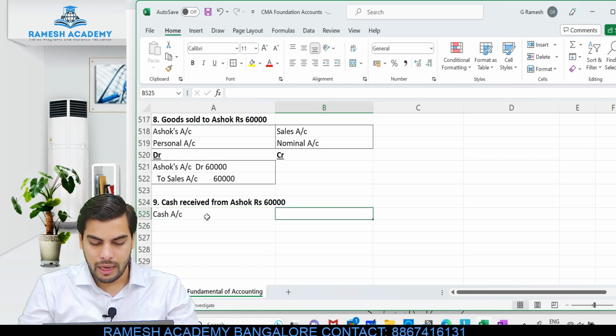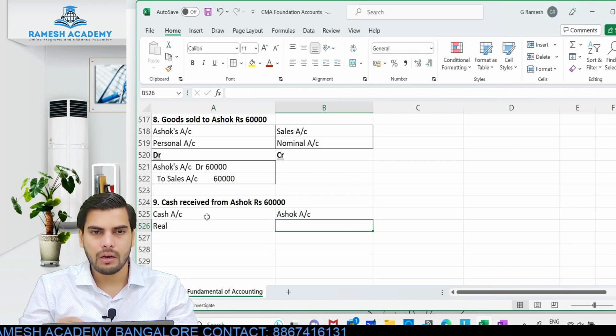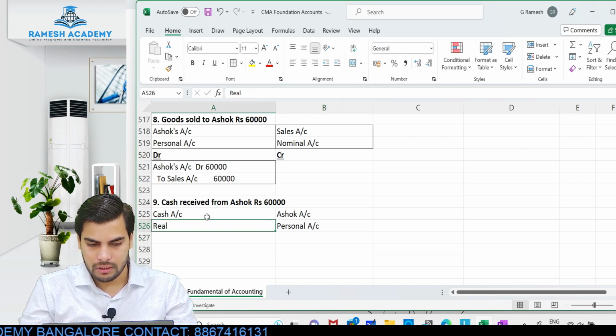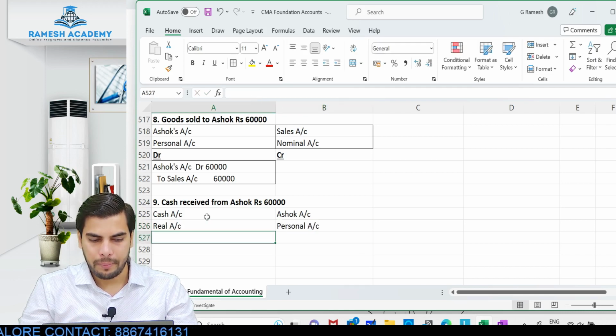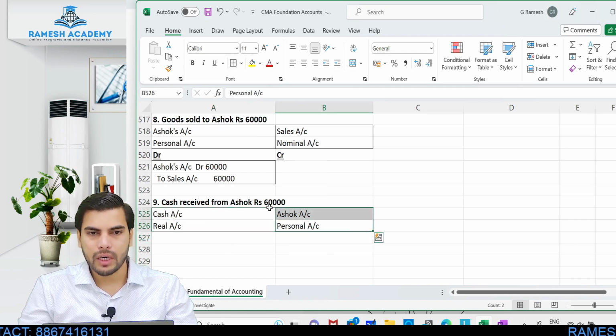So one would be cash account, another would be Ashok's account over here. So cash, as you guys already know, is a real account in nature. What about Ashok's account? This would be a personal account in nature. Okay, so cash is a real account and Ashok would be the personal account. Now the rule of real account states what? Debit what comes in, credit what goes out.